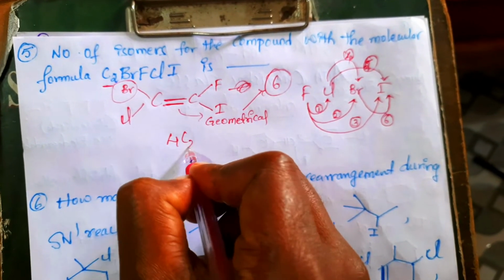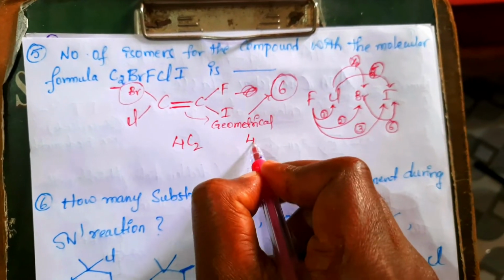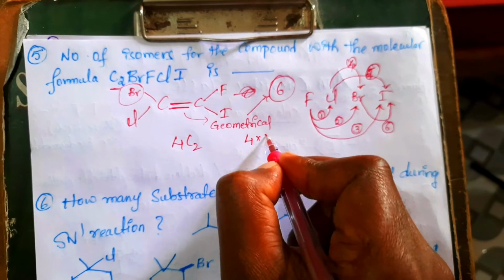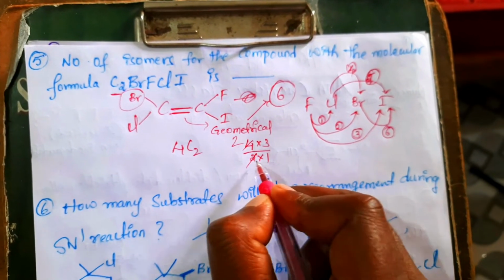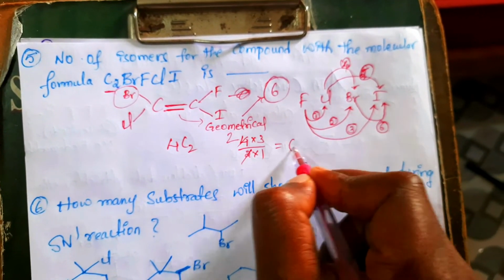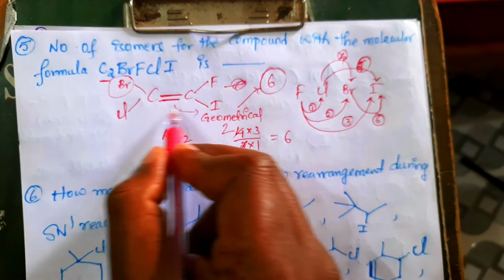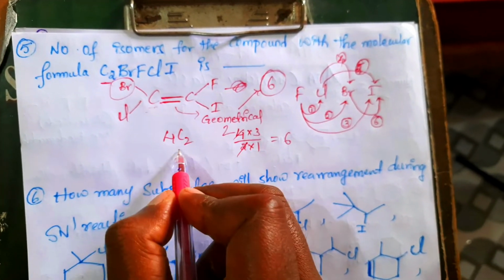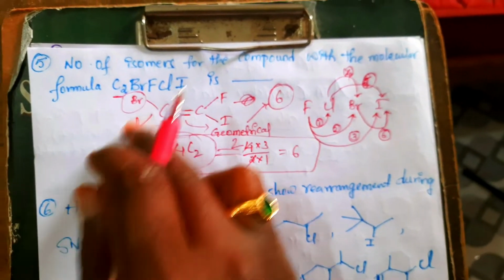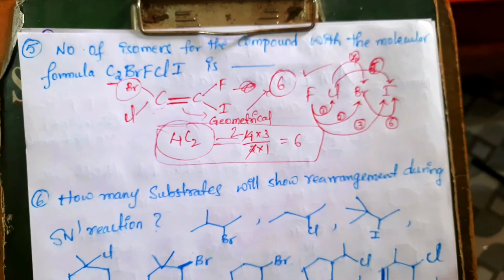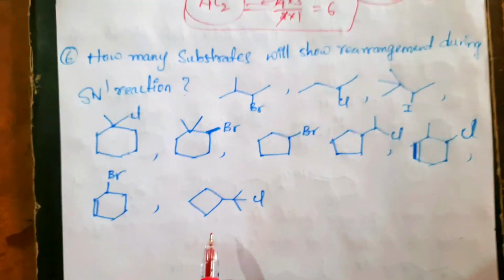Total of how many isomers are possible? 6. We can write it as 4C2 also. 4C2 is nothing but 4 into 3 by 2 into 1, that is 2 twos are 4, 2 threes are 6. Here 4 are the different ones and 2 carbons are there. You can do 4C2 in this manner. So the total number of isomers is 6. Next compound.